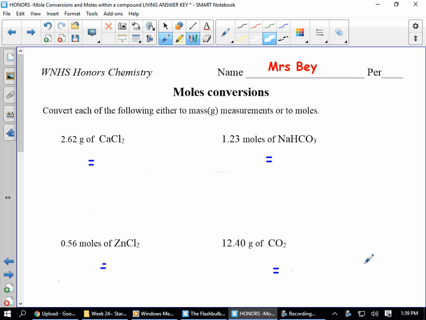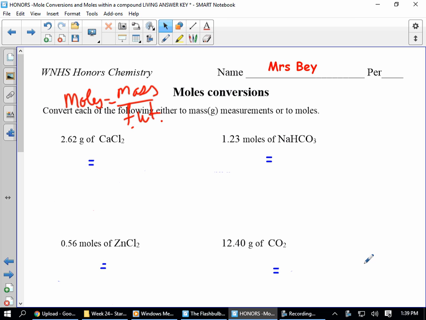Alright, welcome to the living answer key for mole conversions. It says mole conversions at the top of the worksheet. A couple things that we need to make sure that we know. We need to know that moles equals mass over formula weight. And we also need to make sure that we have a periodic table and a calculator.